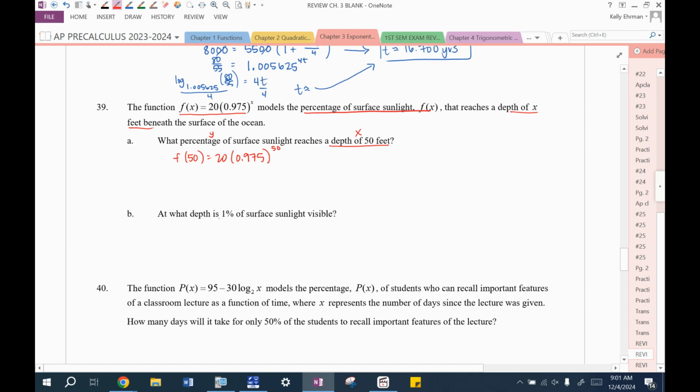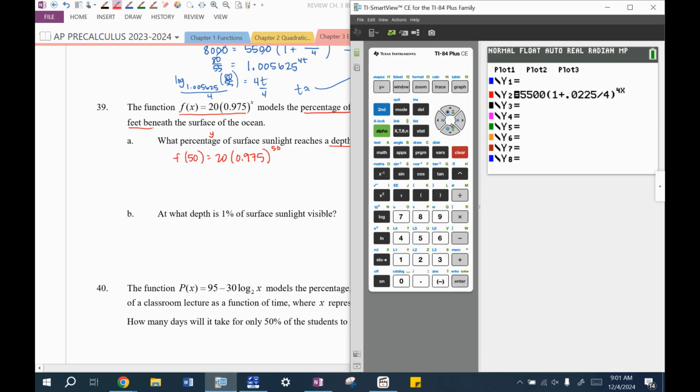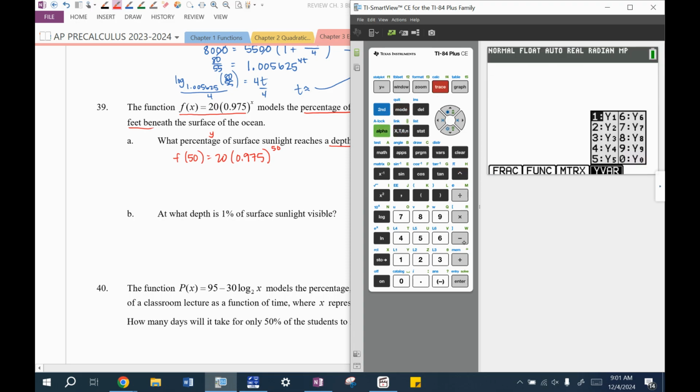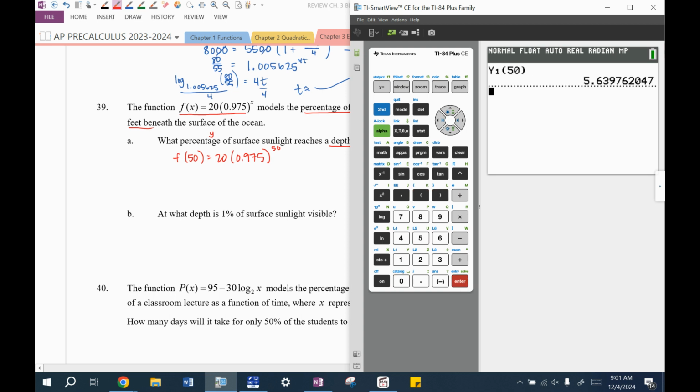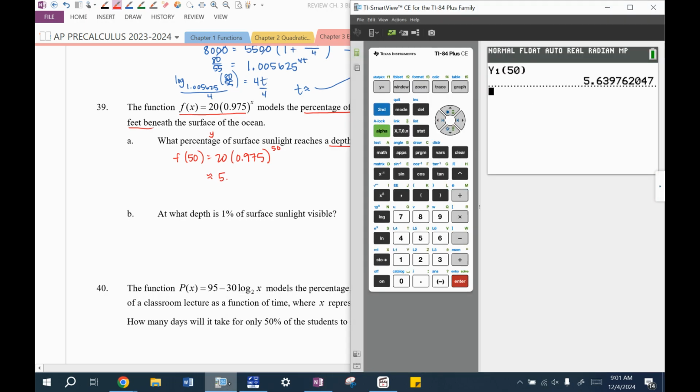Because the next question is asking me to solve, I'm going to type this into my y1. Clear out the old stuff and just do everything from here. So 0.975, and I don't want to raise it to the 50th power here. I want to raise it to the x power. Then on my home screen, I can say, okay, what's y1 of 50? You can also just type in what I wrote down on your home screen. That's fine. And then what is f measured in? It's the percent.